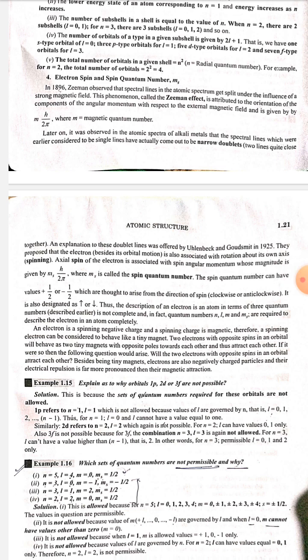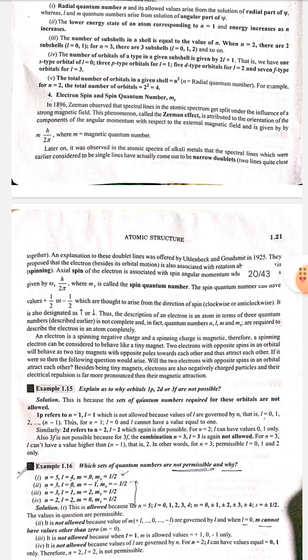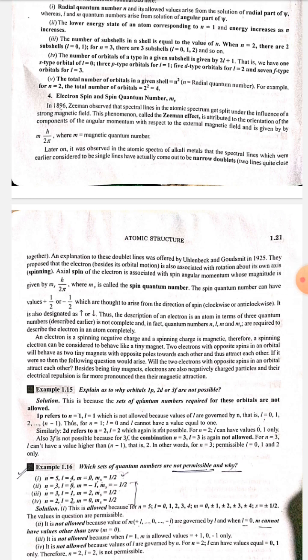Similarly, 2d refers to n equal to 2, l equal to 2, which again is not possible. For n equal to 2, l can have values 0 and 1 only. Also, 3f is not possible because for 3f the combination n equal to 3, l equal to 3 is again not allowed. For n equal to 3, l can't have a value higher than n minus 1, that is 2. In other words, for n equal to 3, the permissible l is equal to 0, 1 and 2 only.